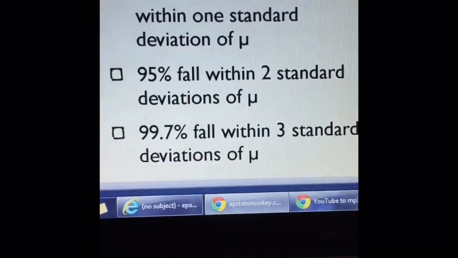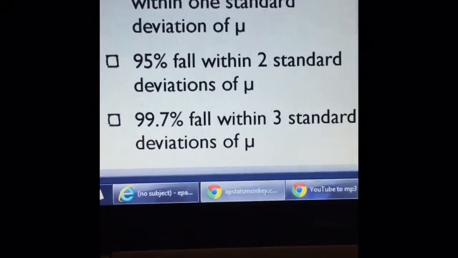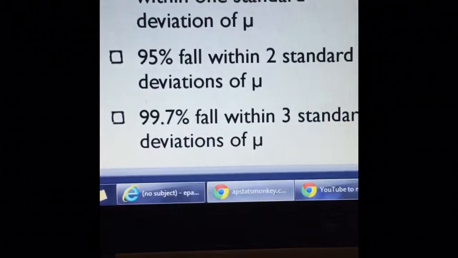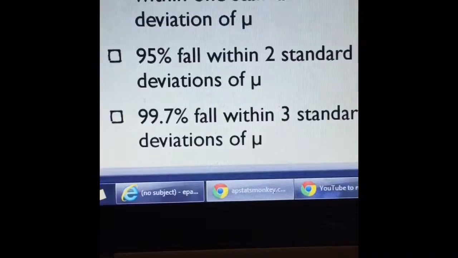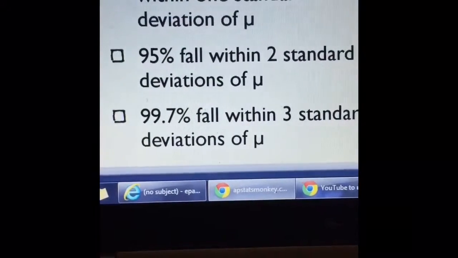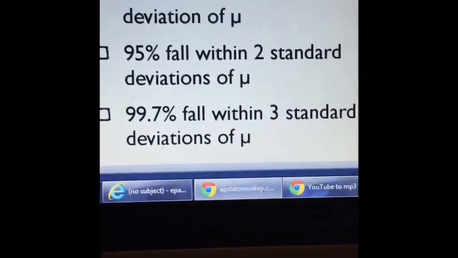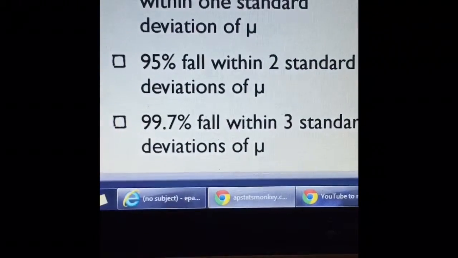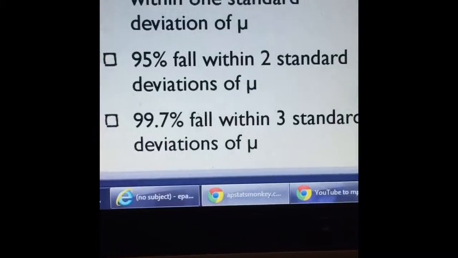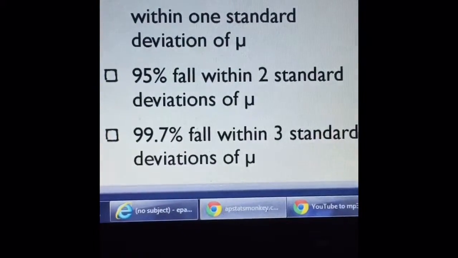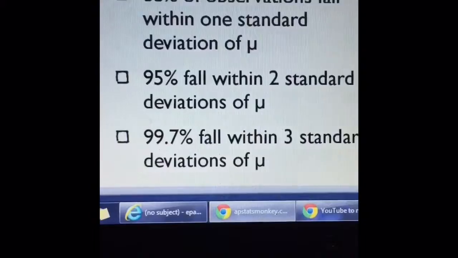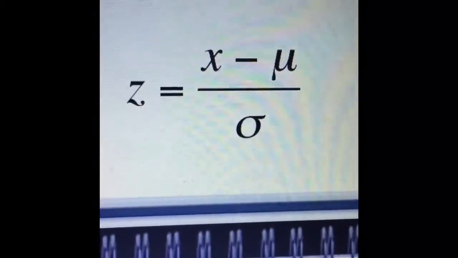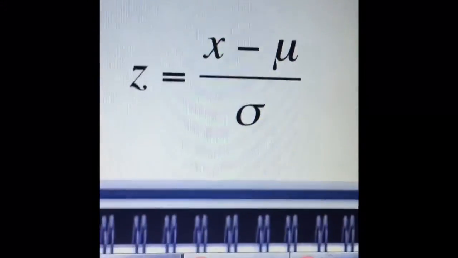I'm sure you remember this from earlier this year and from last year, but you might want to write these numbers down if you don't remember them. 68% of the observations fall within 1 standard deviation, 95% in 2, and 99.7% in 3. Hence the rule 68, 95, 99.7. And this would be helpful for approximations used if you are asked that specific type of question on an AP test. Again, we will review the Z-score formula, x minus mu over the standard deviation.